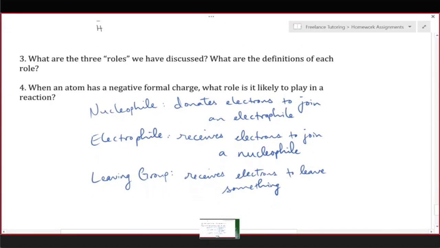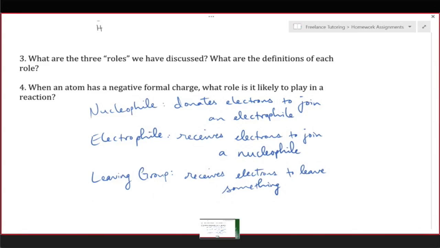Okay, good. Nucleophile, electrophile, leaving group. Nucleophile donates electrons to join an electrophile. Electrophile receives electrons to join a nucleophile. Leaving group receives electrons to leave something. Good. So those have to be completely and utterly memorized. It looks like we have them down for now.